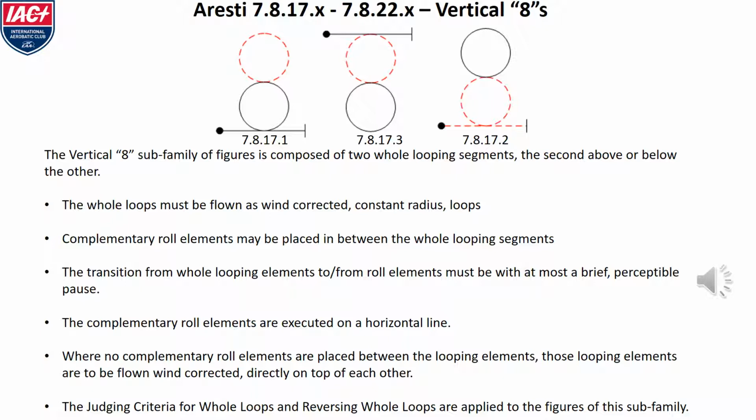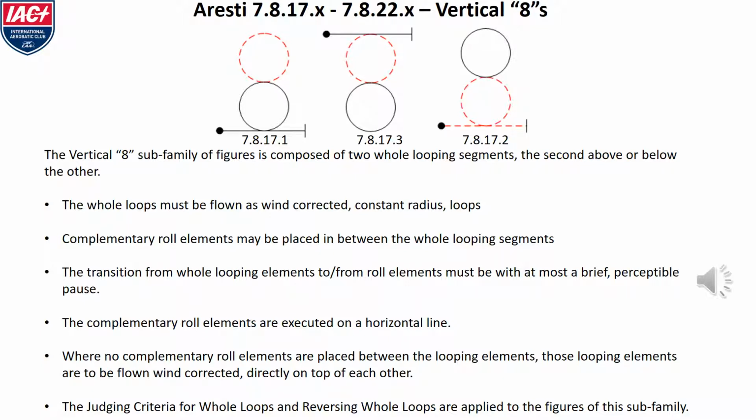Aresti family 7.8.17 through 7.8.22 figures are vertical eights. These figures are composed of 2 looping segments, the second one above or below the other. Looping segments must be flown as wind-corrected constant radius. The complementary roll elements may be placed in between the whole looping segments.